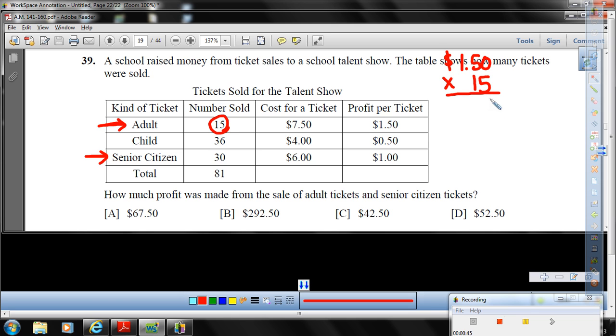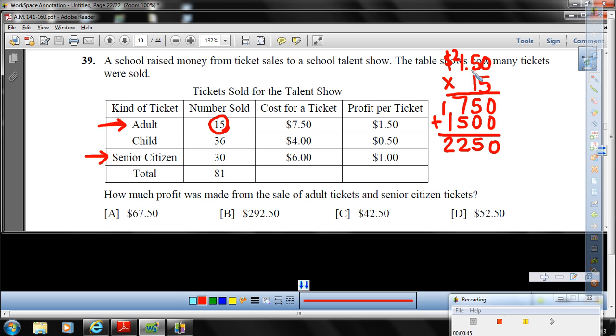5 times 0 is 0. 5 times 5 is 25. Carry our 2. 5 times 1 is 5, plus 2 is 7. Put our placeholder in. 1 times 0 is 0. 1 times 5 is 5. And 1 times 1 is 1. We'll add these together. 0 plus 0 is 0. 5 plus 0 is 5. 7 plus 5 is 12. Carry our 1. 1 plus 1 is 2.